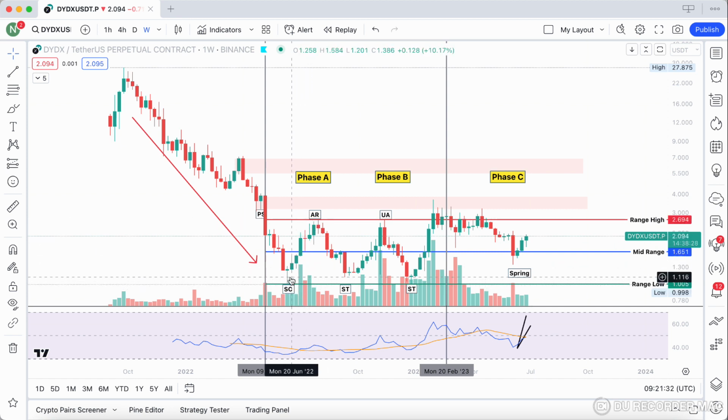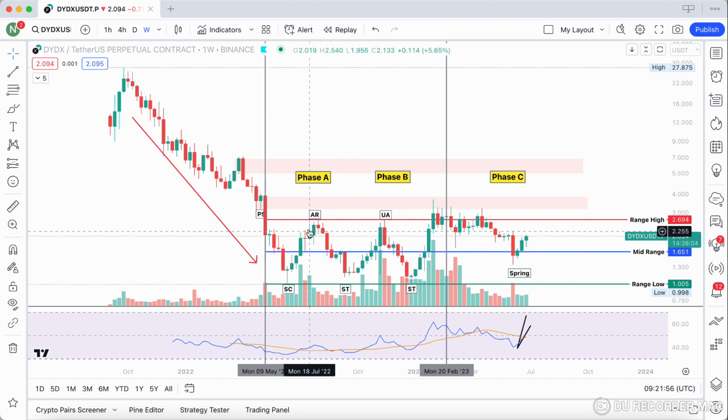We see a fairly strong move up. See the volume candles, they are considerable. And the automatic rally sets the range high. The range high of this accumulation schematic is at, let's say, 270. Once we have the range low and the range high, phase B begins.